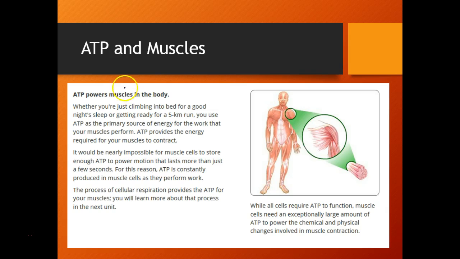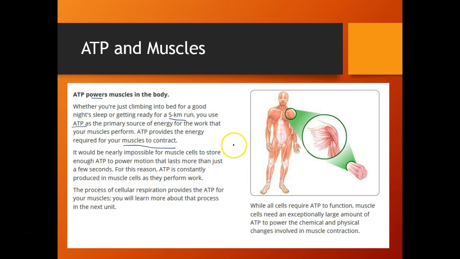ATP has a huge role when it comes to how muscles function. They power muscles in the body. So whether you're just climbing into bed for a good night's sleep or getting ready for a 5K run, ATP is really that primary source of energy that you use in order to move your muscles. And ATP provides the energy required for your muscles to contract. So again, ATP is used for muscle contraction.